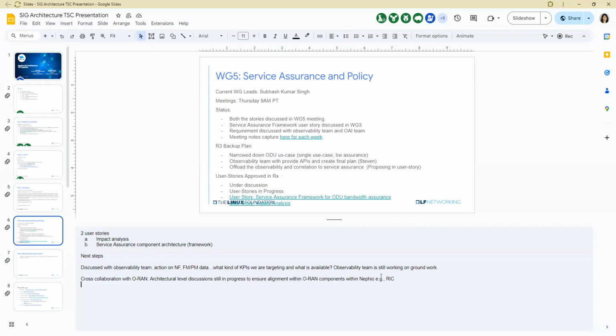So these are all the things that we have to discuss. Do we have RIC available in the OSC open source? Yeah, the RIC's available, but this isn't what we're talking about.